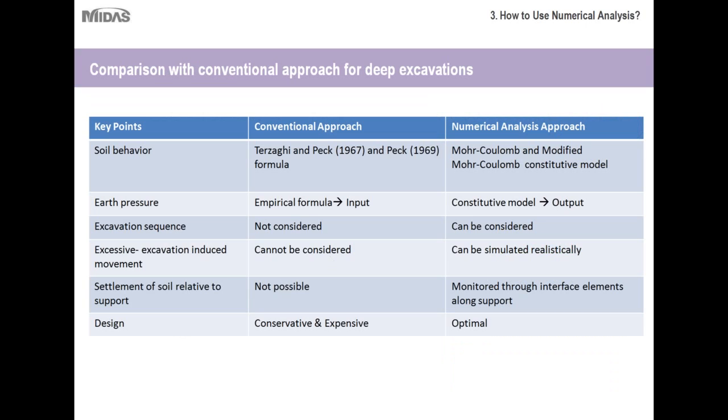Okay, so now we'll move into a comparison of conventional and numerical analysis. Just a quick recap. With a conventional approach, the soil behavior is modeled with Terzaghi and Peck formulas or empirical equations. Whereas with numerical analysis, you use the Mohr Coulomb and the modified Mohr Coulomb models, which are constitutive models. For earth pressure, it's based on an empirical formula, whereas with a constitutive model, you enter your parameters, and then your earth pressure is calculated by the program you're using, so it's an output.